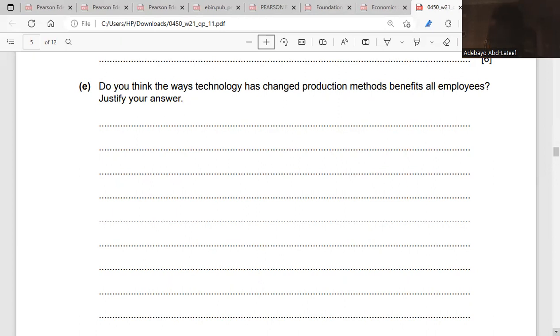Two, I wrote here, with technology, it could also mean that more skilled workers are needed. Do you understand? With technology, you need skilled workers to operate and use that technology. So the demand for skilled workers might increase. And if the demand for skilled workers increases, skilled workers will get more pay. So skilled employees' salary could increase.